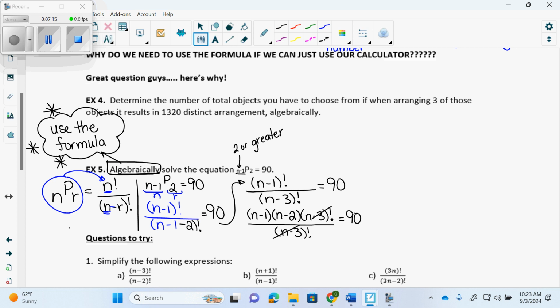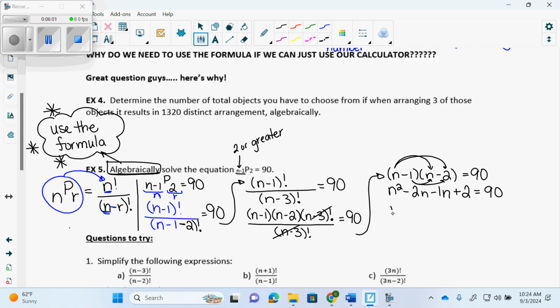That's all the new math. Now we're just doing grade 11 math. We have to expand it. I'm going to rewrite this leftover so that it says n minus 1, n minus 2 equals 90. This is grade 11. This is no longer grade 12. So I'm going to have to actually expand them out. N times n is n squared, n times negative 2, I distribute, I'm going to get negative 2n. Negative 1 times n is negative 1n, so I'm distributing. Negative 1 times negative 2 is positive 2, equals 90.